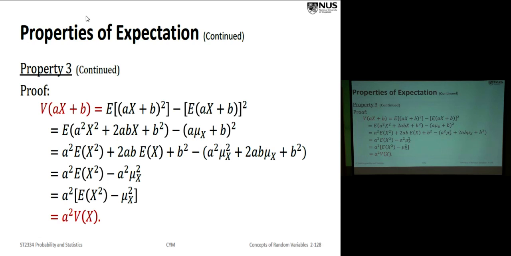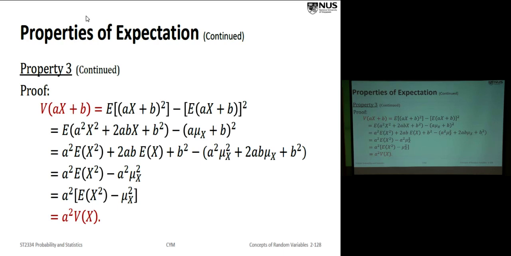Now what we're going to do is play around with this. The expected value of a²x² + 2abx + b², a linear combination, is the sum of the expectations. So I get a² times the expected value of x², I get 2ab times the expected value of x, and the expected value of this constant is the constant itself. This line follows precisely from the upper line. In this one I just multiply out the brackets, so I get a²μ_x² + 2abμ_x + b².